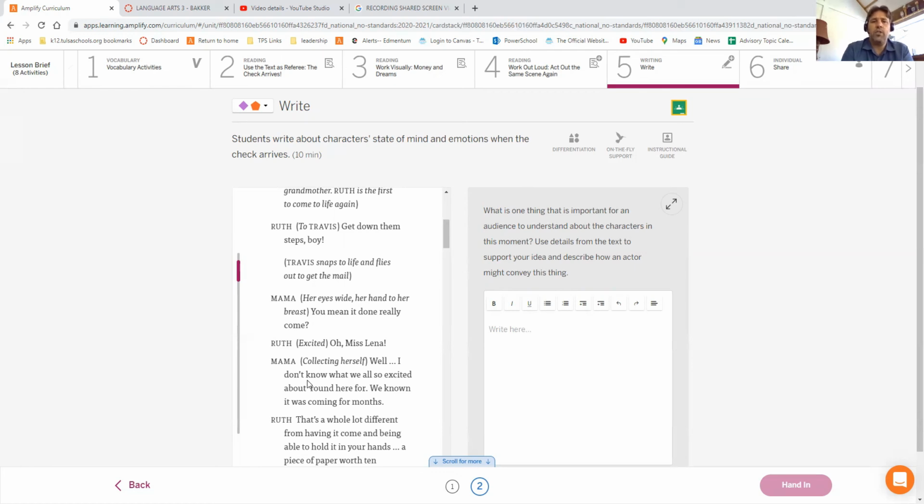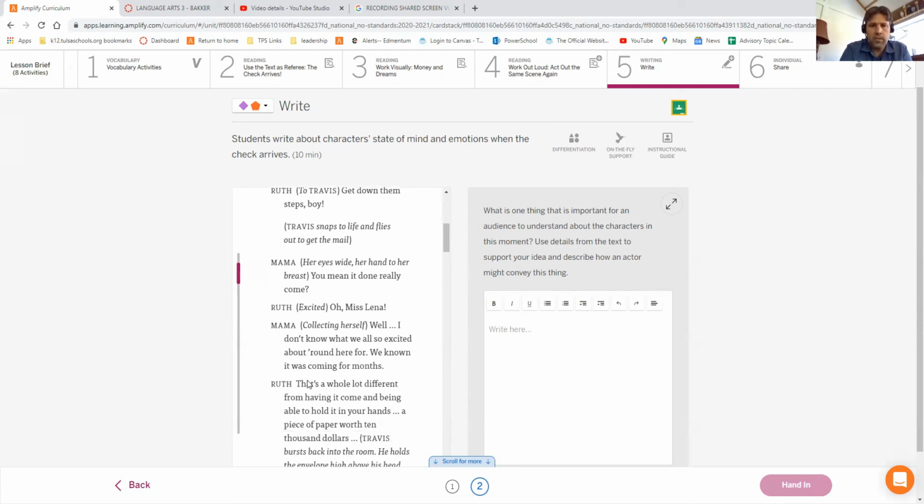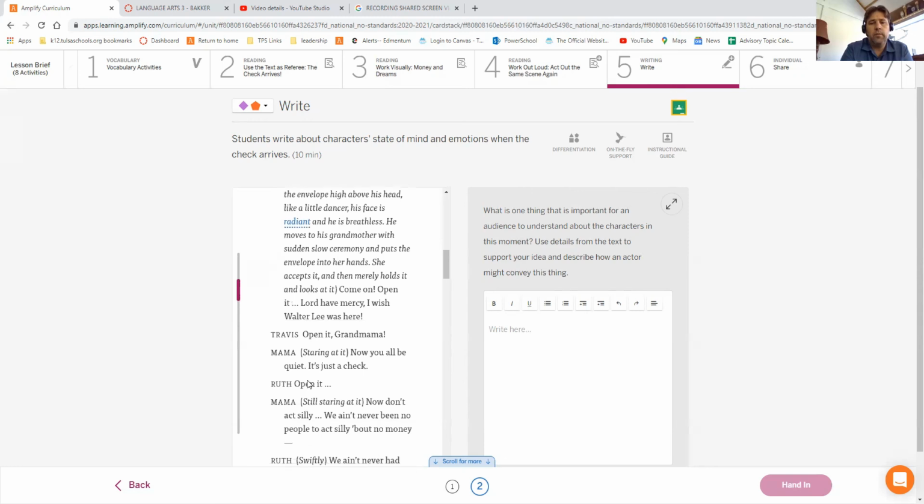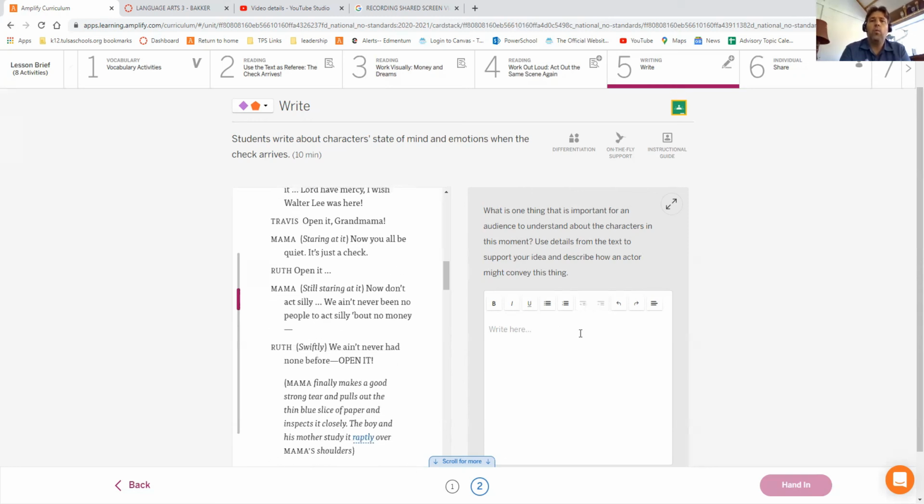So how does she collect herself? I mean, you've done it, right? You've had times where you're just overwhelmed with something and you're like, okay, here we go. That's how the actor might describe it. So what you want to do is go through and just pick something from one of these people and then talk about, what do we need to know about this person? What's the proof that we have in the text for it? And how would an actor describe that? Okay, that's your assignment right there, guys.